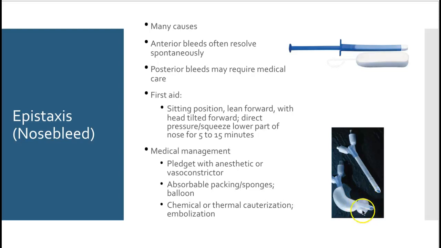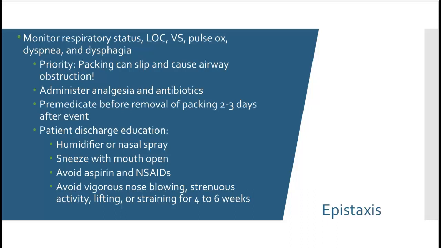If they have this posterior balloon back here blown up, you do have to worry about airway. So more with an anterior bleed, less of a risk for airway issues, but posterior bleeds, much higher risk for airway issues. And then they can also do chemical or thermal cauterization or embolization to stop the bleeding if it's severe. So again, nursing interventions, we're going to be monitoring our respiratory status, our level of consciousness, vital signs, pulse ox, watching for any dyspnea or dysphagia.